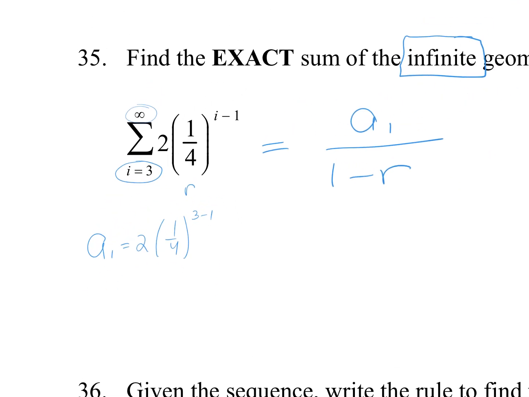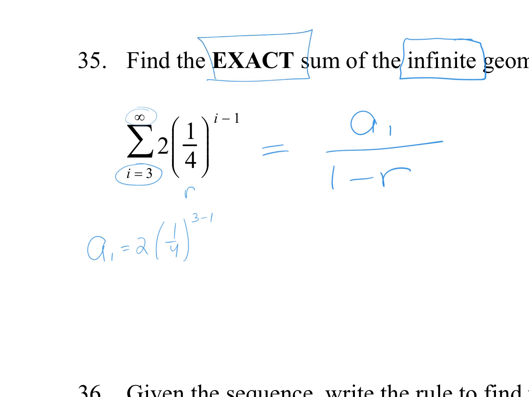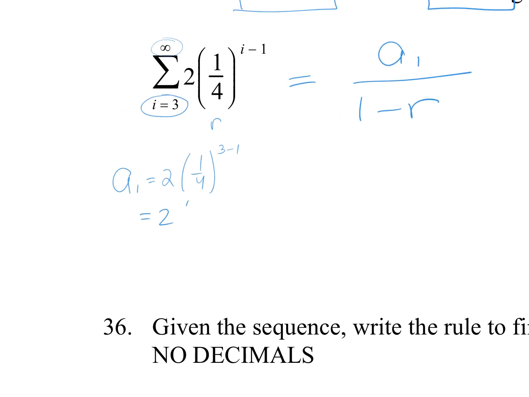Now, why is it important that it says exact? What does that mean? No decimals. So you're going to have to simplify this. If I have something raised to the second power, that goes to my numerator and to the denominator. So this is 2 times 1 over 16. Everybody agree? Now, when I simplify this, this is 2 over 1 times 1 over 16. This gives me 1/8. Everybody see that? So your first term is 1 over 8.